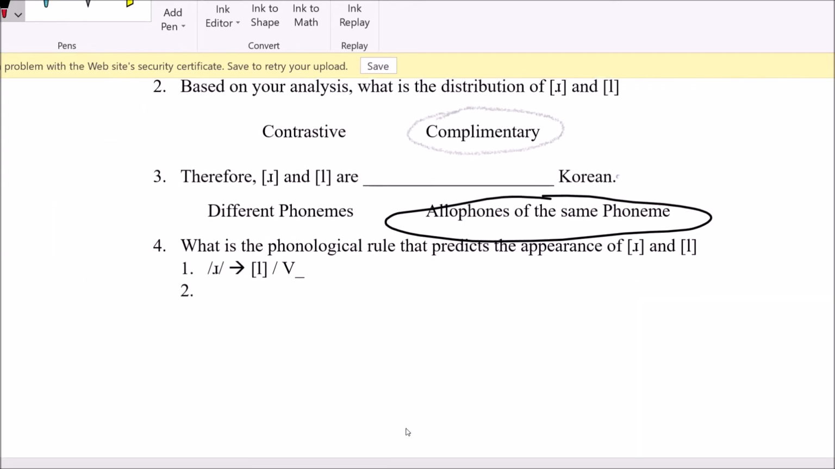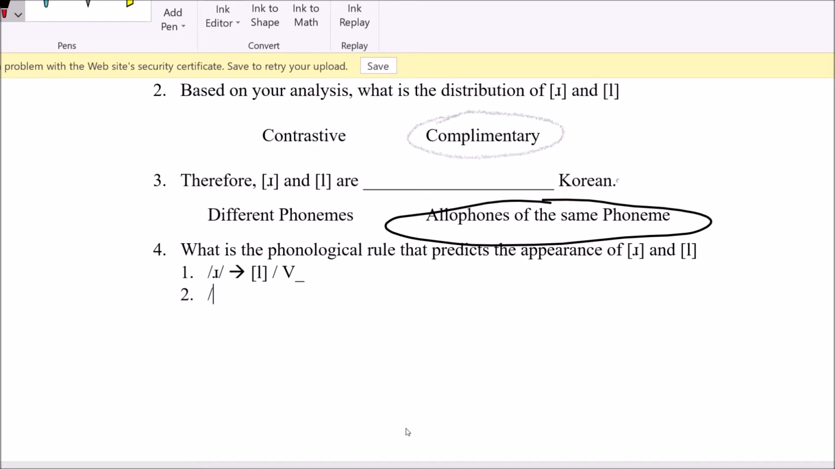feature here, that the phoneme becomes the allophone in the environment of before a vowel. So what does this mean? Based on this rule, based on this data, what conclusion can we draw? What we are saying is that mentally the sound is and it is realized.